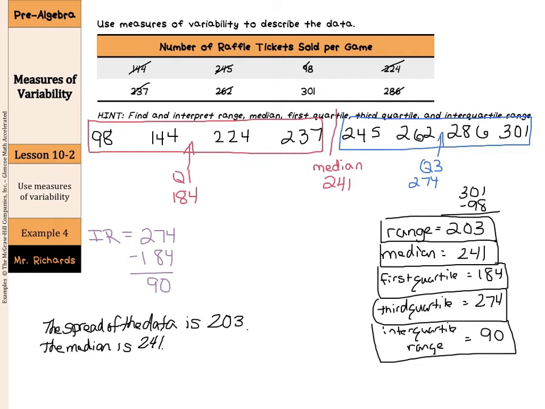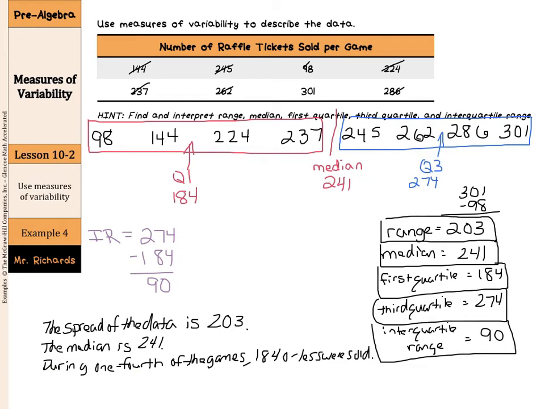Now, let's talk about our quartiles. We can say during 1/4 of the games, 184 or less were sold. When you think about our data, our first quartile contains 1/4 of our data. And so in that first fourth, less than 184 tickets were sold, and that is a true statement from our data.